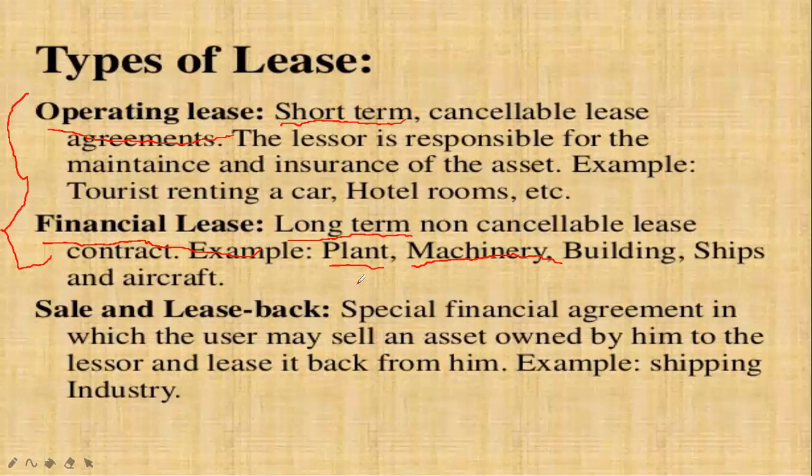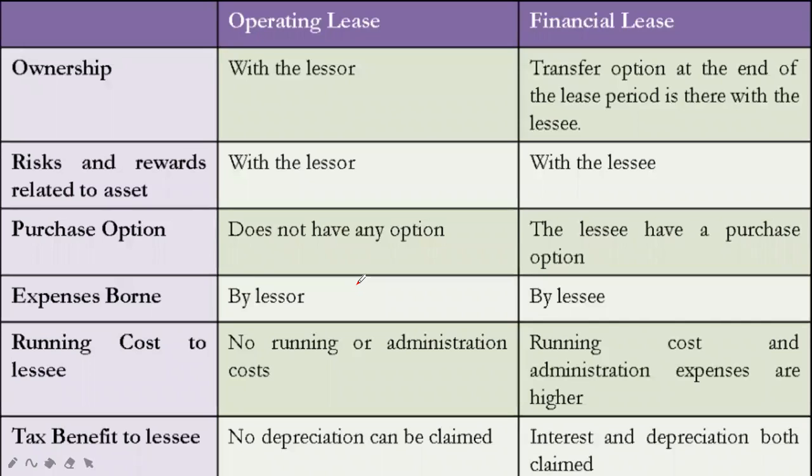So how many types of lease did I tell you? Operating lease and financial lease. This is the difference. You can read it out and understand all the differences. For example, what is the ownership? Ownership lies with the lessor only. The lessor is the owner. In operating, as I told, there is a very short-term period, and financial will be long term.